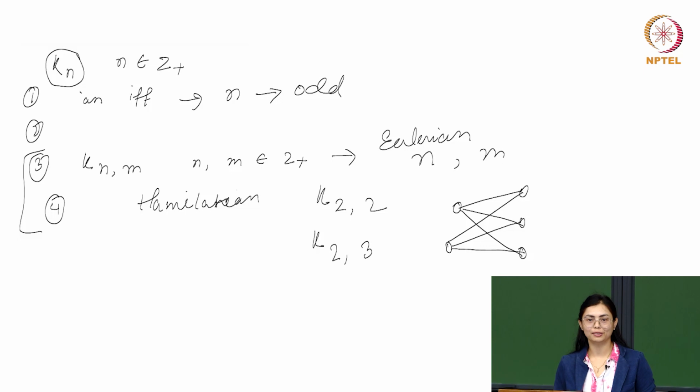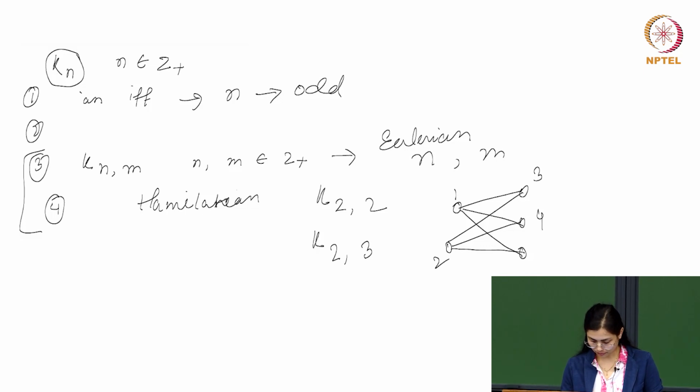Can you label the vertices? Yeah, sure. The Hamiltonian path will be 3, 1, 4, 2, 5.